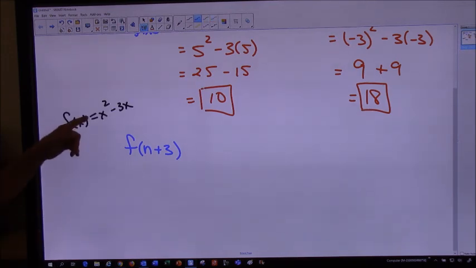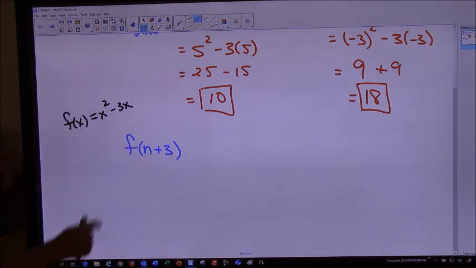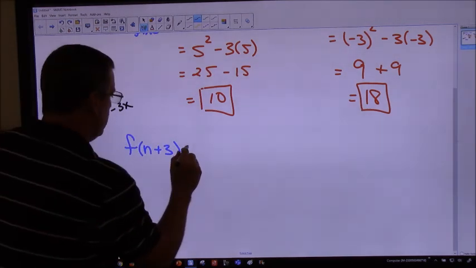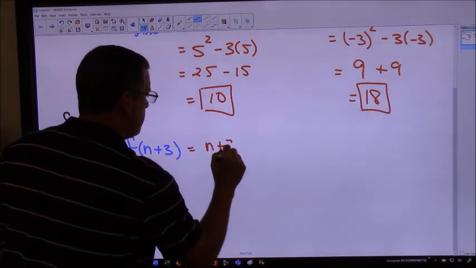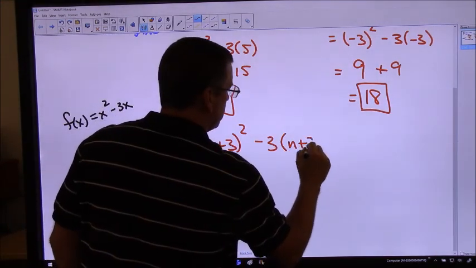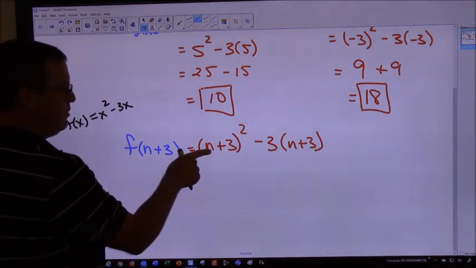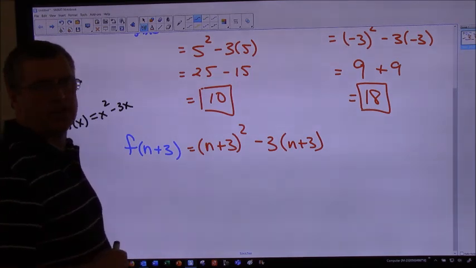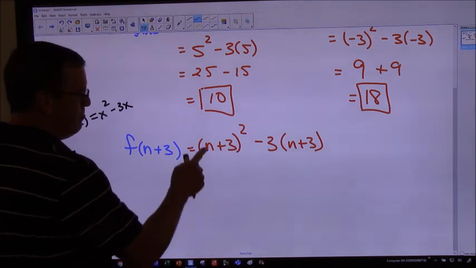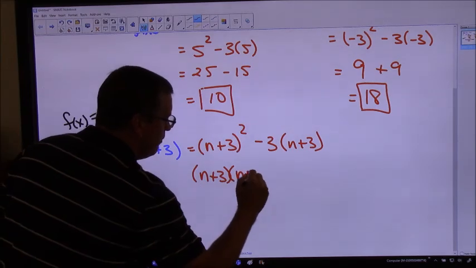Alright, so there's my function. I just copied it over because I can't see it anymore. I'm going to put in the expression n plus 3 in both of those spots where I see an x. So this is going to equal n plus 3 squared minus 3 times n plus 3. And we got to be real careful here. A lot of people look at this and they just go, oh yeah, n squared plus 9. And I bet some of you guys did it. That's pretty normal. But what I want to do is I want to do n plus 3 times itself.